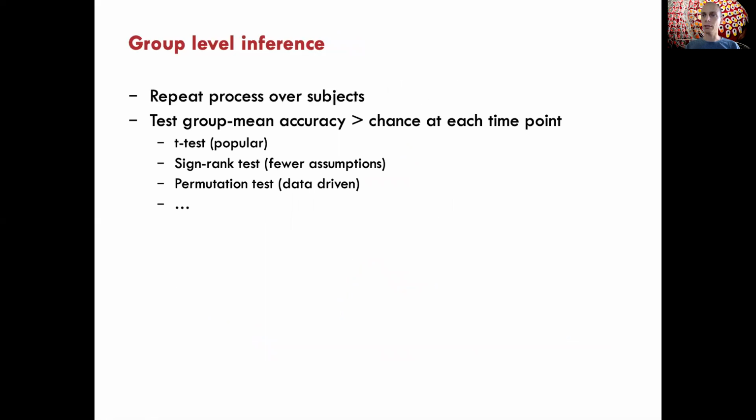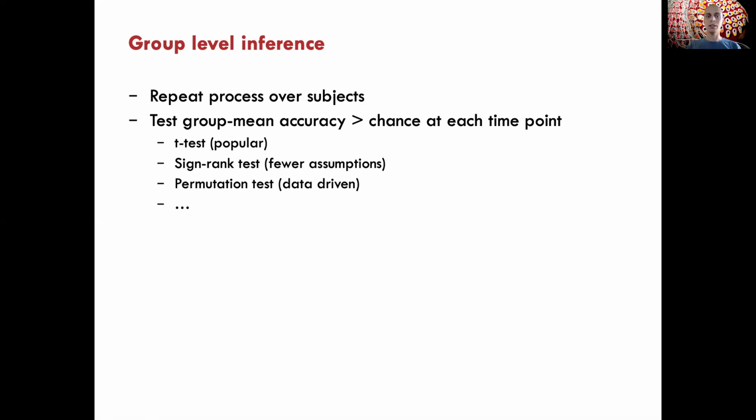This has been done in very different ways in the literature. A popular one is to do a standard t-test against chance level. You can also do a non-parametric sign rank test, for example, or you can do a permutation test where you shuffle the labels and then train your classifier again, and then you get the classification accuracy under the null hypothesis that you can compare against.